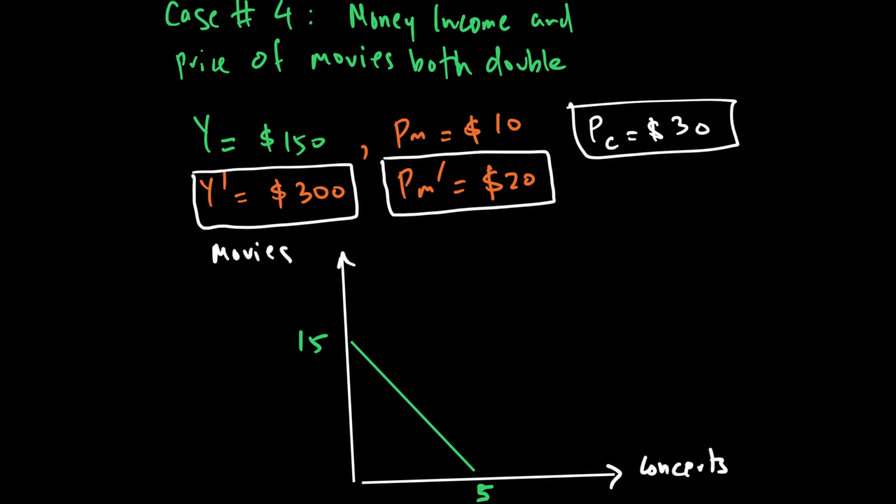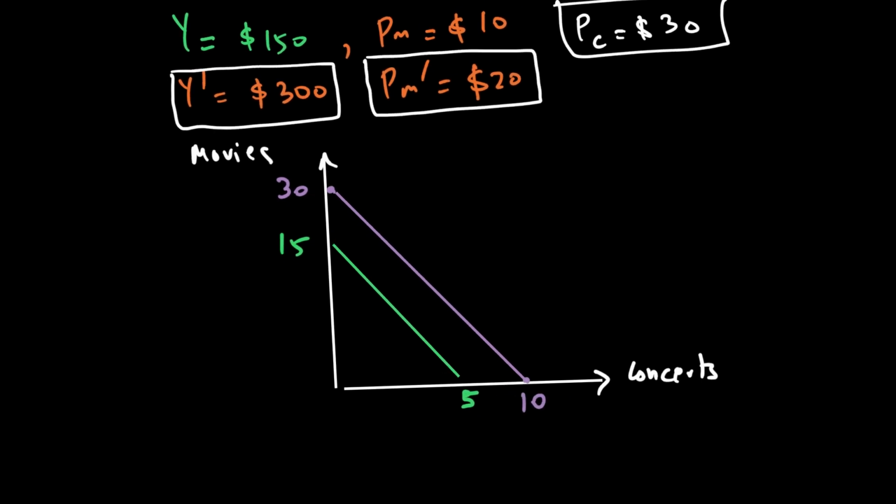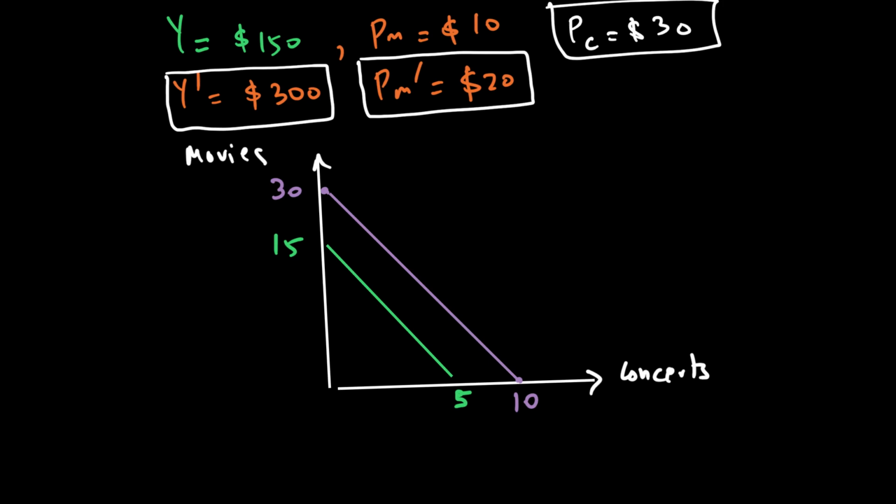Next step will be we will double our income. If we double our income, we will now buy double the amount of these goods. So it's going to be, for example, 30 and this one will be 10. Now, because the price of movies has gone up from 10 to 20, 300 divided by 20 is actually 15.